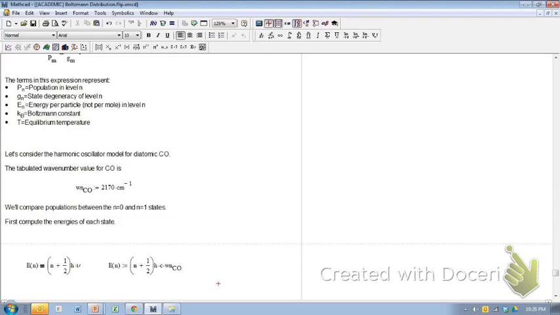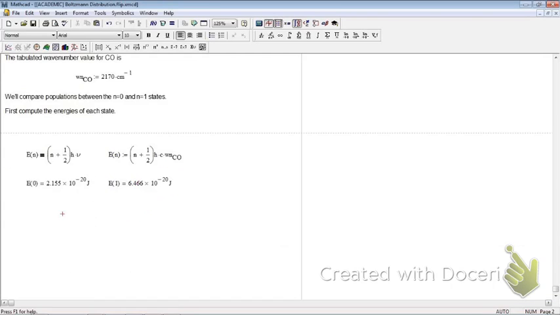Let's look at a specific example. Suppose we consider carbon monoxide. The wave number corresponding to the vibration in carbon monoxide is given here as 2170 wave numbers. What we're going to do is compute the population ratio between carbon monoxide molecules in the n equals 0 and n equals 1 states. So we'll use the Boltzmann distribution to do this computation.